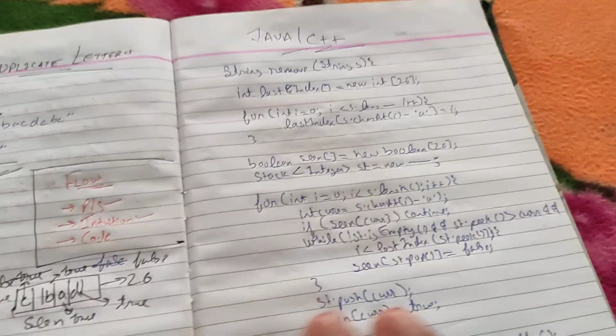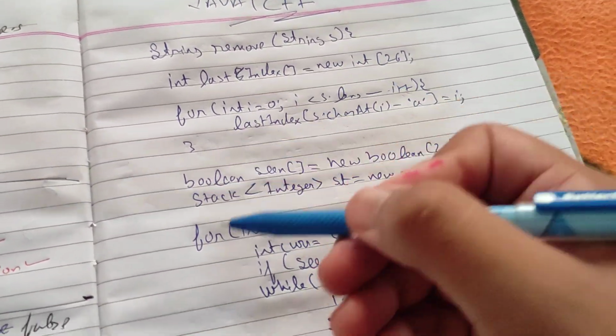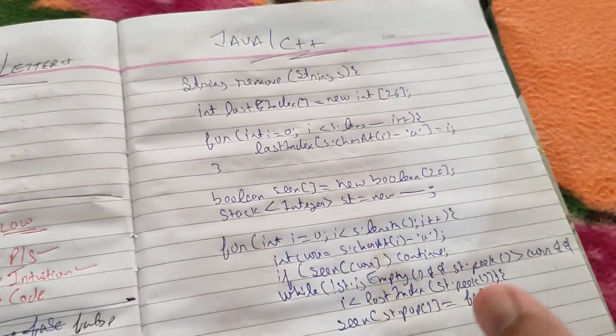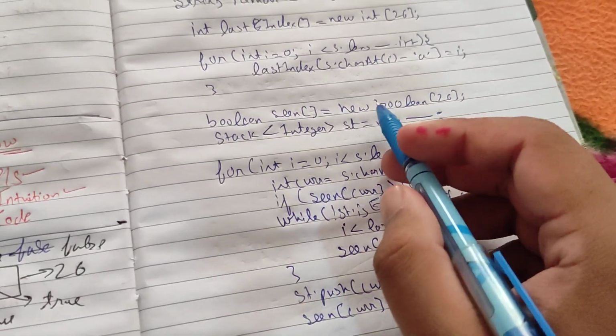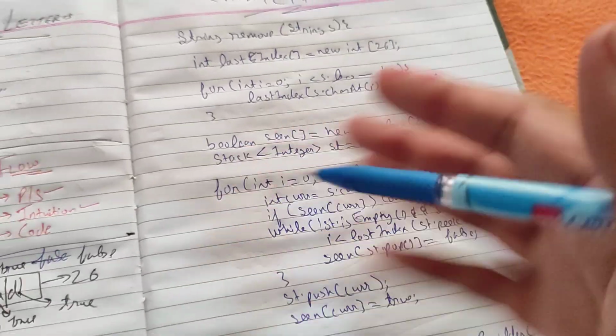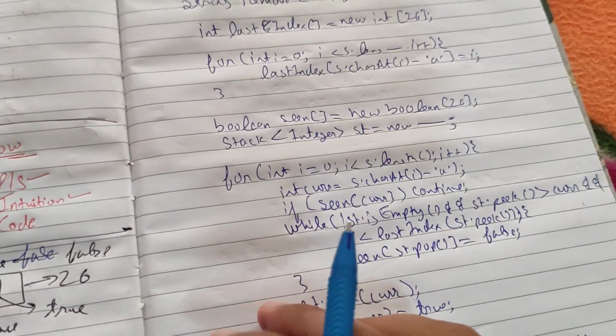I hope, ladies and gentlemen, this thing is clear. What we're doing with the last index is keeping track of the character presence, whether it is present or not. Before popping out, we have to make sure of that, so we have a boolean array and a stack of integer. Why integer? Because, like I told you, we compare by the ASCII value. And this is all the code.